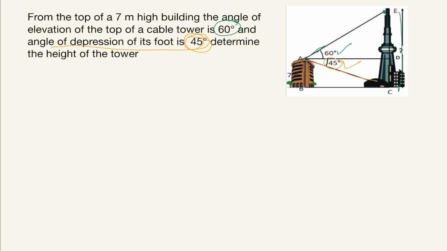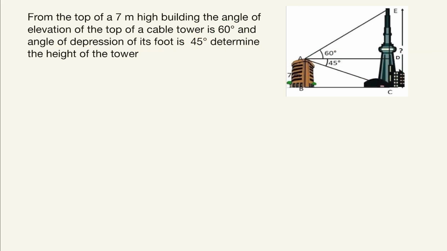is 45 degree. So these are the three parameters given, that is the height of the building 7 meter, the angle of elevation that is 60 degree and the angle of depression that is 45 degree. We are supposed to find the height of the tower.